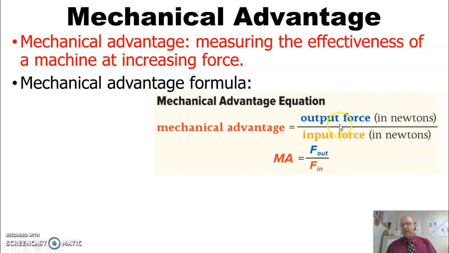So if we're having an output force of, say, 1,000 newtons to lift a car, but we're only putting in 100 newtons, right? So 1,000 divided by 100, that should leave us with 10. So that would be a mechanical advantage of 10. Okay?